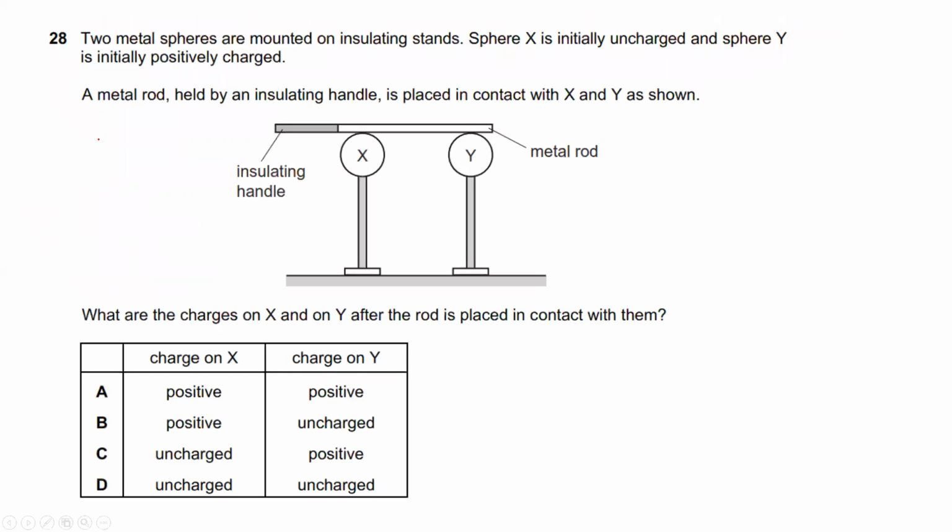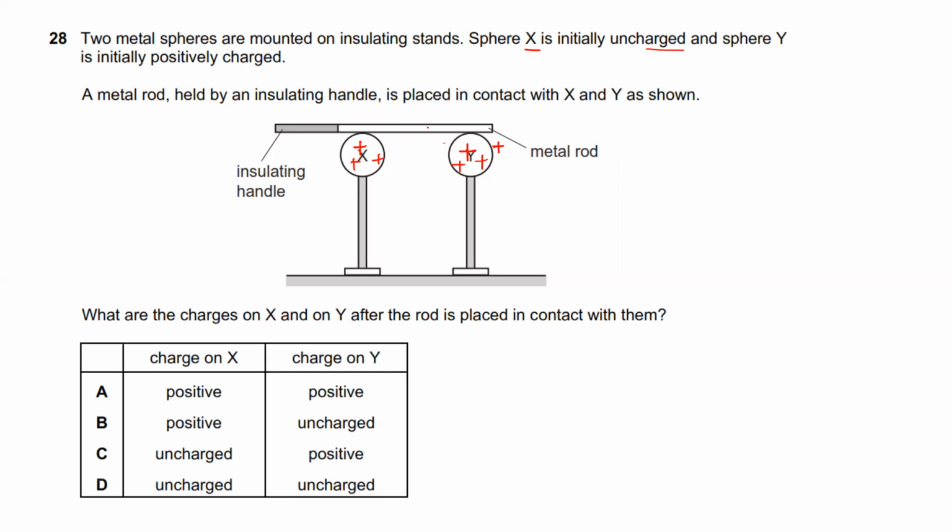Next question, it says 2 metal spheres are mounted on insulating stands. Sphere X is initially uncharged and sphere Y is positively charged. So this is the positively charged sphere. The metal rod held by an insulating handle is placed in contact with X and Y. So this positive charge transfers to X as well. What are the charges on X and Y after the rod is placed in contact with them?